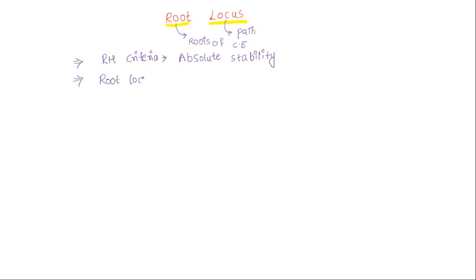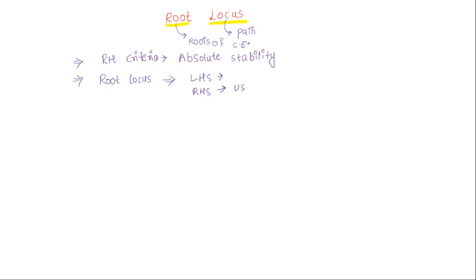By using root locus plot, we can find whether the system is relatively stable. If the root locus branches are moving towards left hand side, then we can say that the system is relatively stable. If the root locus branches are moving towards the right hand side, then we can say that the system is relatively unstable. So root locus means roots of the characteristic equation.